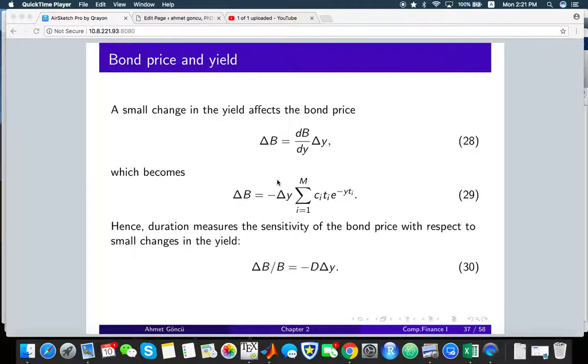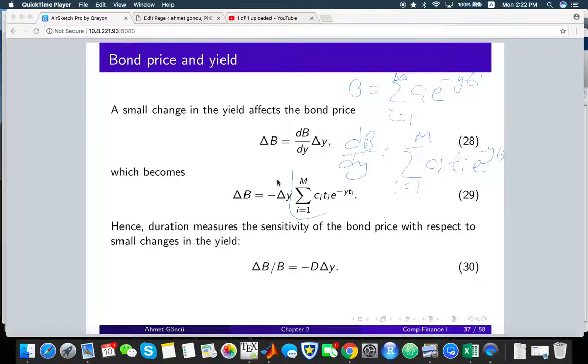So now we can approximate the change in the value of the bond using the change in the yield. Notice that this B is given by these discounted cash flows from 1 to m. Suppose we have these m number of cash flows, and if you differentiate this with respect to y, what you get here is c_i times t_i e to the power minus y t_i, again from 1 to m.